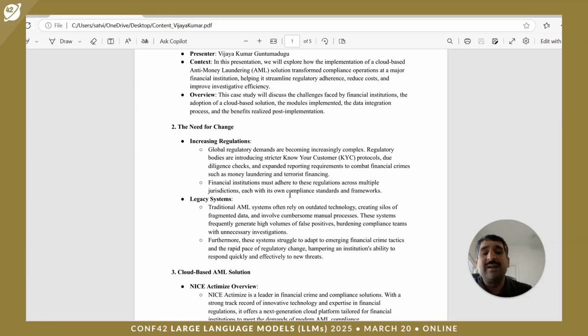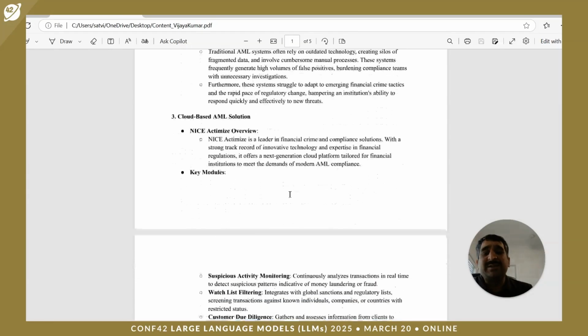This is what helps us understand why we need a change, and what the problems are with the traditional legacy applications. That's where we got a NICE Actimize cloud-based AML system to overcome the problems faced by legacy systems. I will give you an overview of what exactly the NICE Actimize tool is.